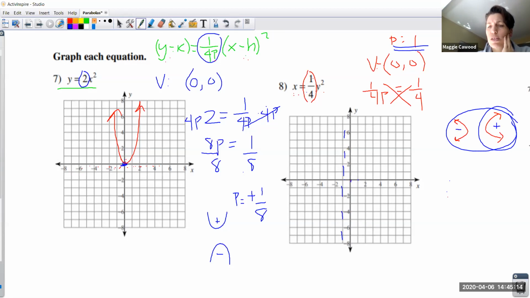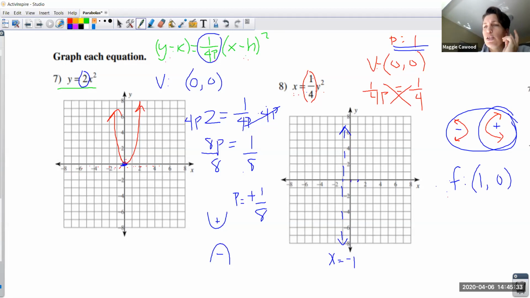So the directrix is here, it crosses the x-axis, so it's going to be x equals -1. It's a line, it continues, so I'm going to put arrows. At +1, that's my focus. So my focus is at the point (1, 0).